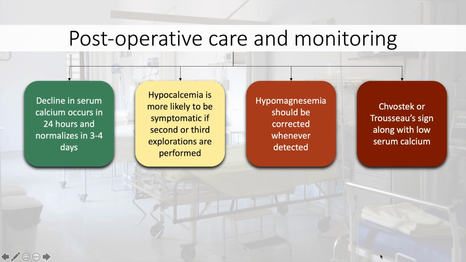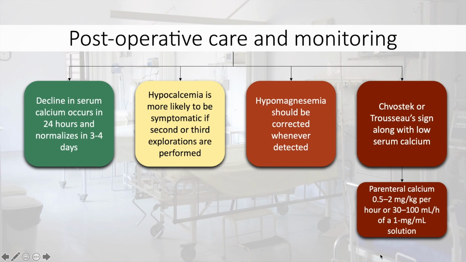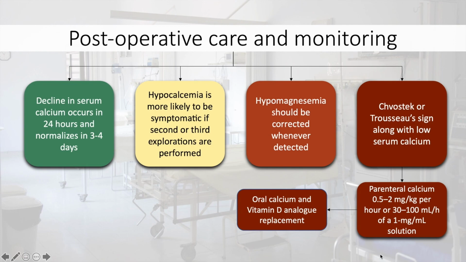If the patient has low serum calcium along with Chvostek or Trousseau's sign, parenteral calcium at a dose of 0.5 to 2 mg per kg per hour or 30 to 100 ml per hour of a 1 mg per ml solution is considered, followed by oral calcium and vitamin D analog replacement.